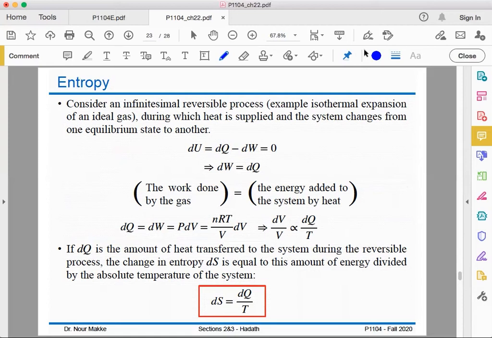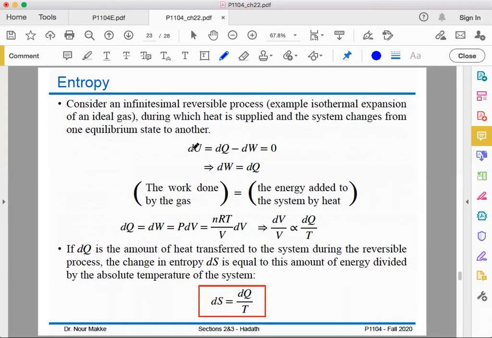So I will take in this case the example of an isothermal expansion of an ideal gas, but I'll make a comment at the end that even if you don't take this example, you will end up with the same result. The goal of this slide is to see what the expression for the entropy could be. And this is what we are going to do. So we are talking about an isothermal expansion of an ideal gas.